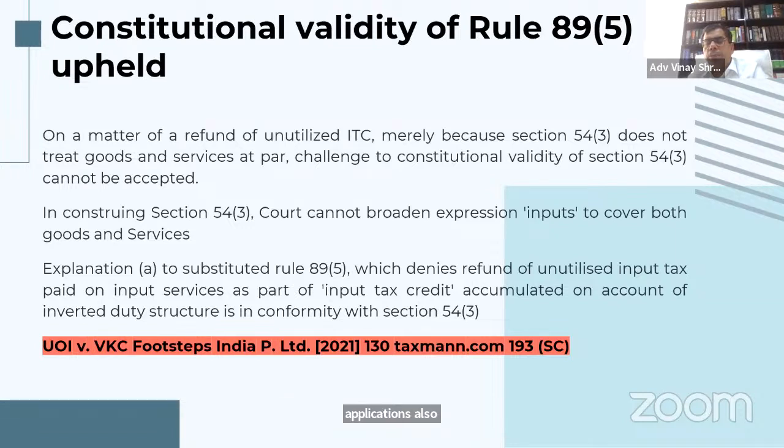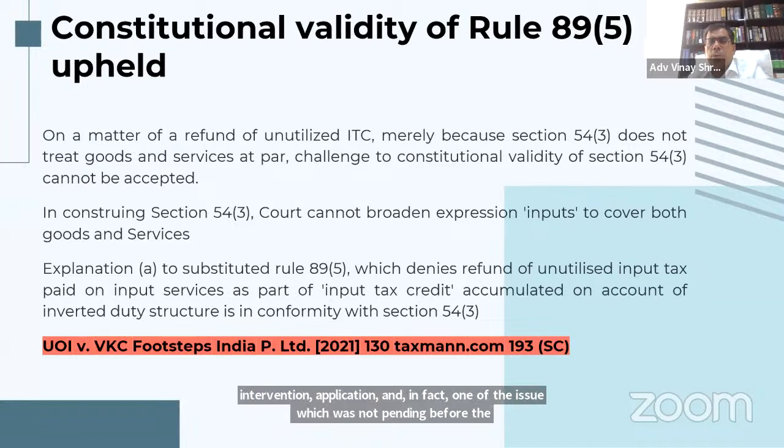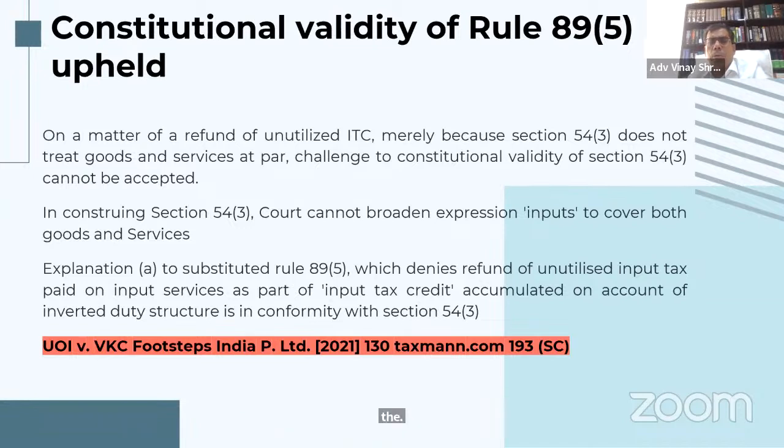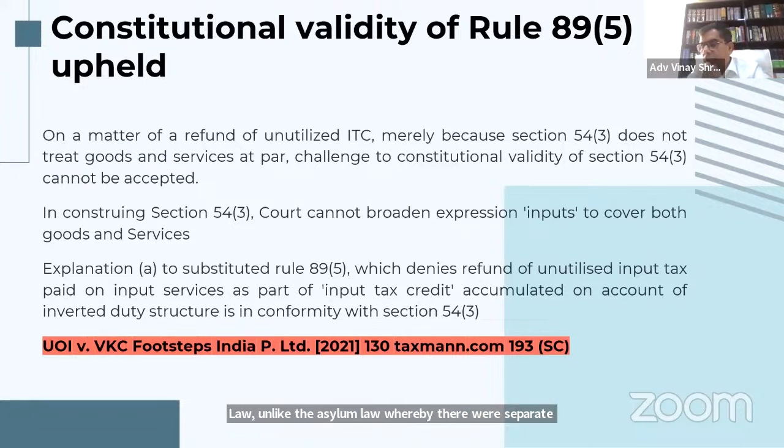There were several matters before Calcutta High Court where I was appearing, so we also filed the intervention application. And in fact, one of the issues which was not pending before the Gujarat High Court or the Madras High Court was whether the refund on capital goods should be allowed. Because our argument was that in the GST law, unlike the erstwhile law, whereby there were separate baskets of input tax credit for input service, input and capital goods.